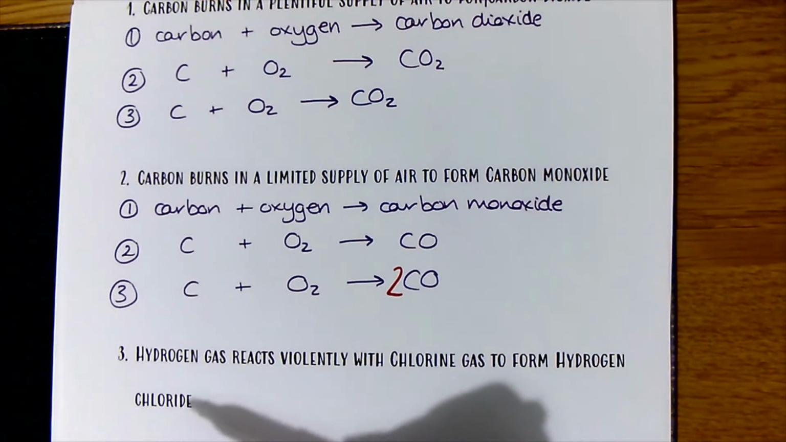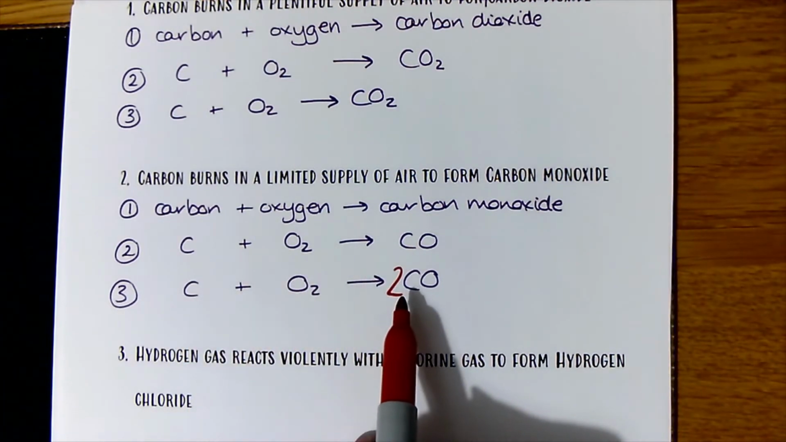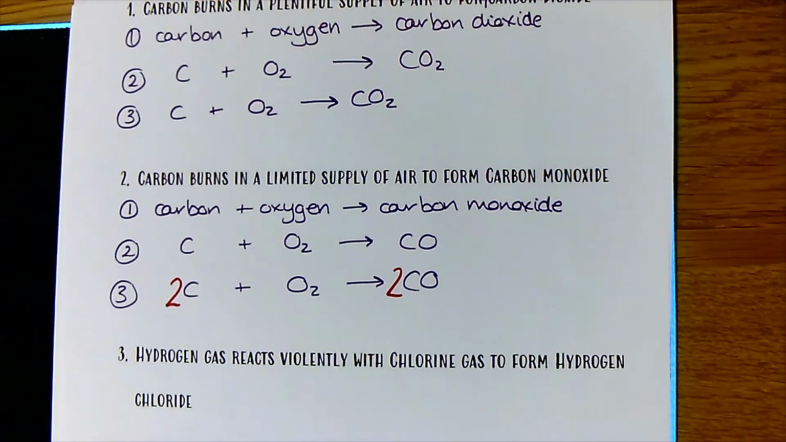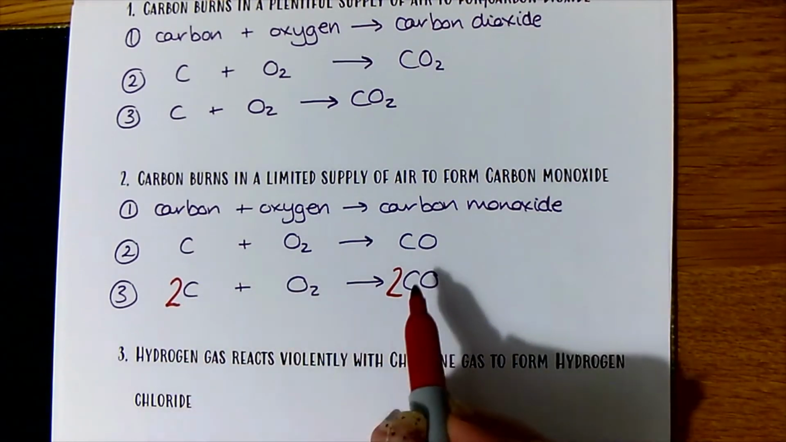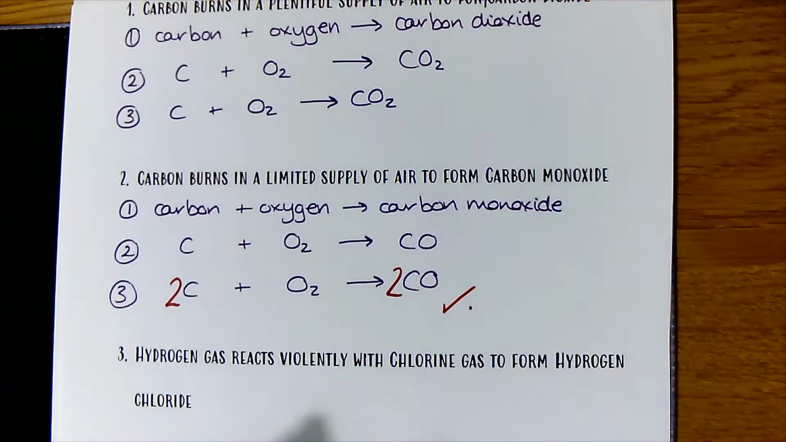Now we go back and do our left to right check. Here we have one carbon, but on the product side, we now have 2 carbons. So what we need to do is put a big 2 at the front. And again, as soon as you make a change, go back to the left and check everything again. 2 carbons and 2 carbons. 2 oxygens and 2 oxygens. So this is now balanced.